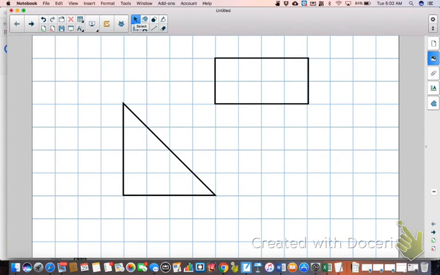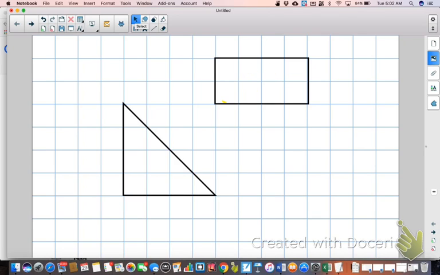We're going to talk about how to find the area of a triangle. And I'm going to start off by reminding you about how to find the area of a rectangle. Remember that you're finding the number of squares that it would take to fill the inside of a shape.